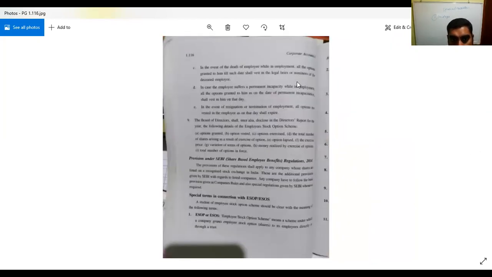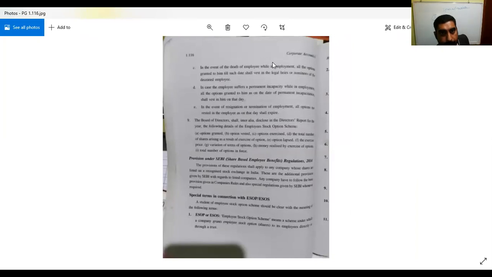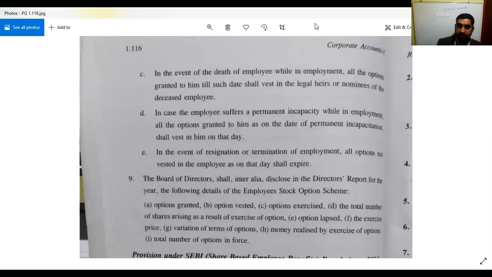And in the event of death of the employee while in employment, അതായത് ജോലിക്ക് ഇരിക്കുമ്പോൾ ജോലിയുടെ ഇടയിൽ മരിച്ചു പോവുകയാണ് അങ്ങനെയുള്ള ഒരു എംപ്ലോയി എങ്കിൽ, all the options granted to him till such date shall vest in the legal heirs or nominees of the deceased employee. പറയണ്ടല്ലോ, മനസ്സിലാവുമല്ലോ.